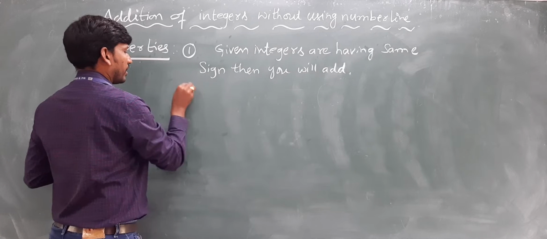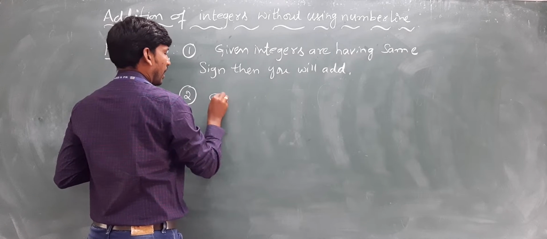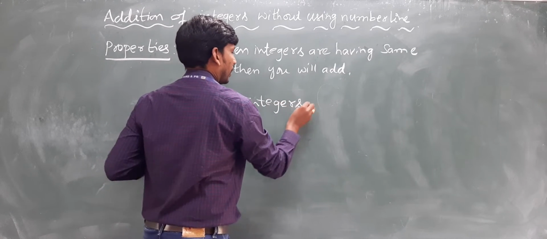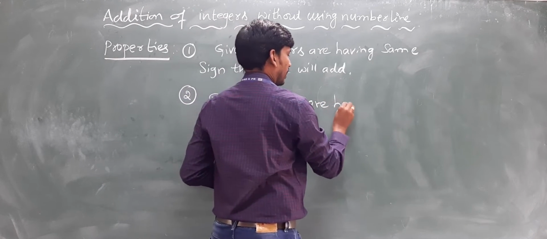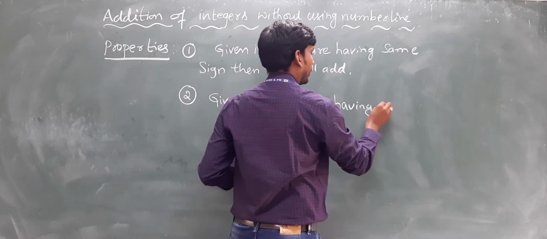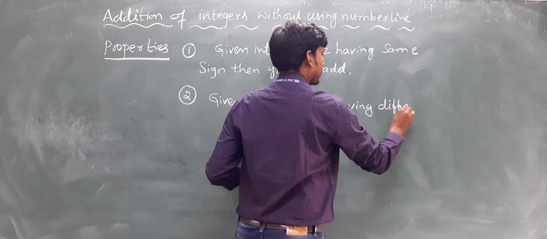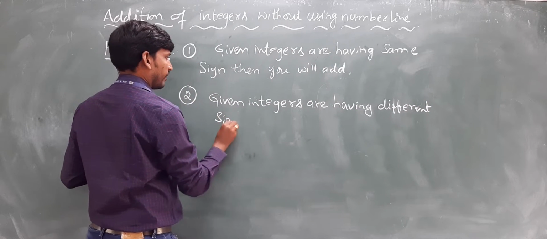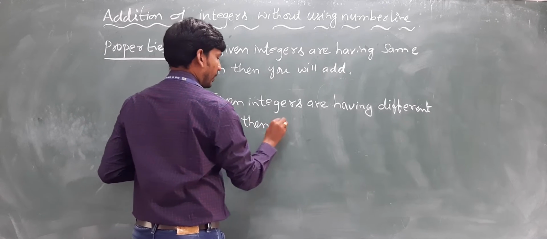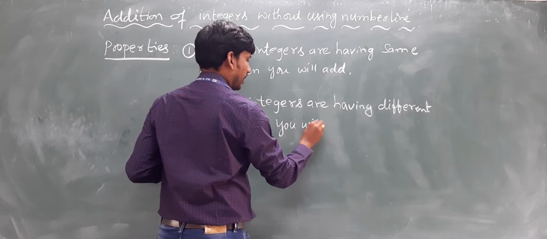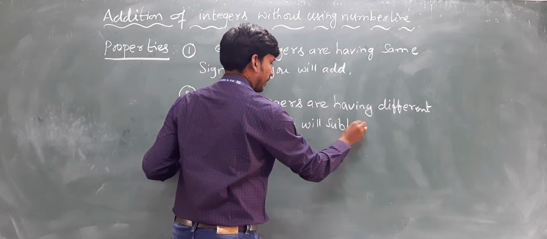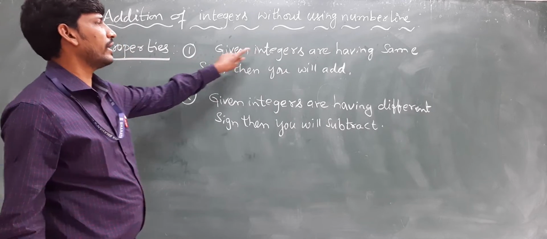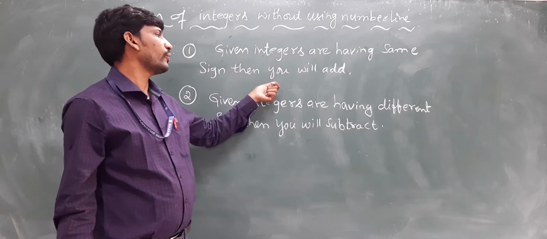Okay, the second property is: if the given integers are having different sign, means one is positive, one is negative, then you will subtract. Understood everyone? So here, if the given integers are having the same sign, then you will add.